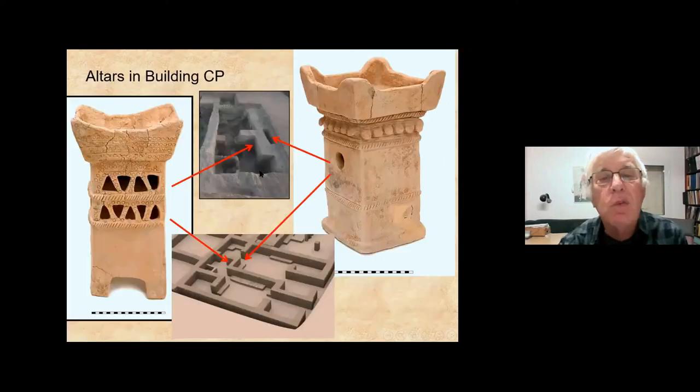Now, next to this little chamber, you can see the chamber here. This chamber had two entrances, one from here, one from here. We have here two altars. You can see the altar, one here and the second one here. Two pottery altars. That means this was a very special, unusual room.